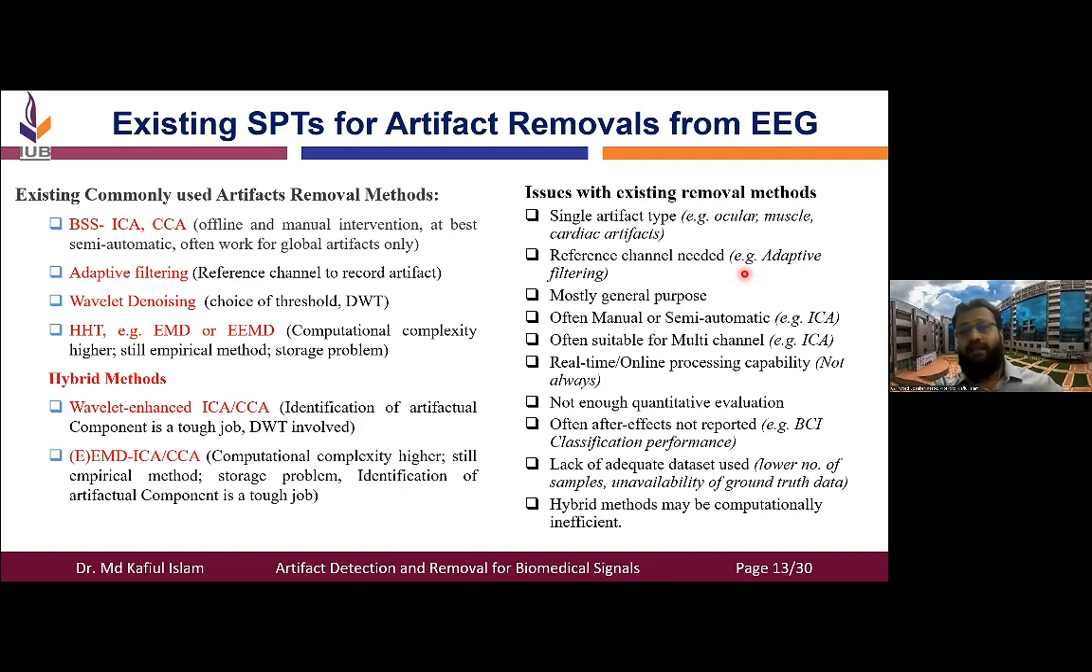Sometimes you need a reference channel if you're using adaptive filtering, for example, and this additional reference channel or recording of a reference signal may not be viable. Most of the ICA, independent component analysis techniques, often require manual intervention, which is not suitable for real-time processing. Sometimes for the methods described in the literature, there was not enough quantitative evaluation to assess those methods. And then there is a lack of adequate datasets used, which questions the efficacy of those methods.